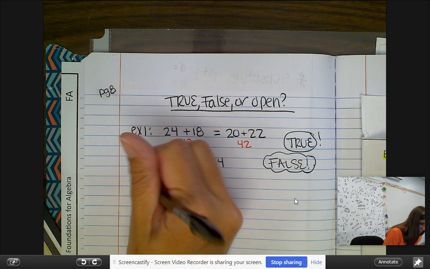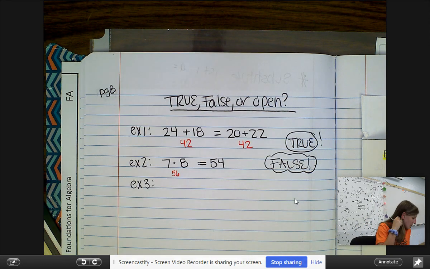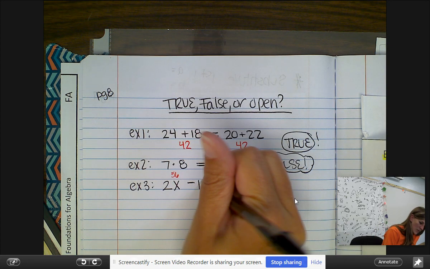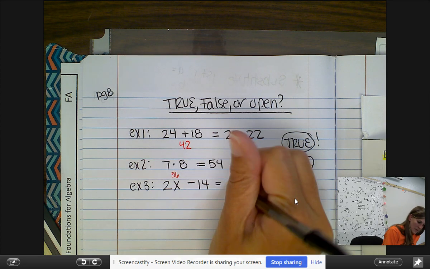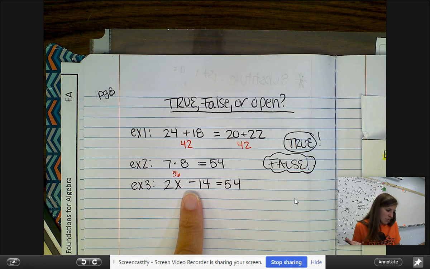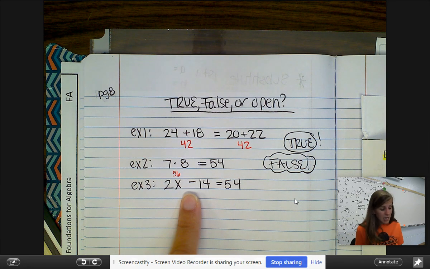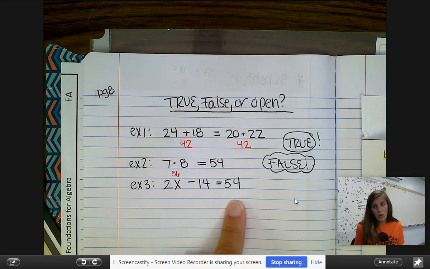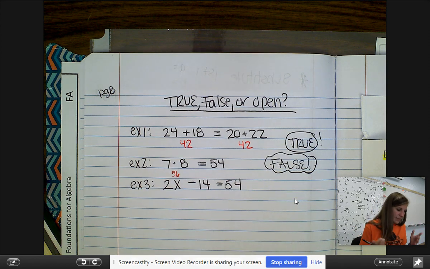Last example for this one. If we had something like 2x minus 14 equals 54, well, I don't know. I don't know what that side is. I don't know what x is. I can't simplify this to figure out if it is 54. If x is something, it might be true. But if x is something else, it might be false. So, open.